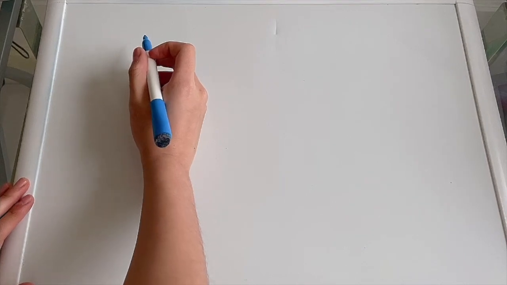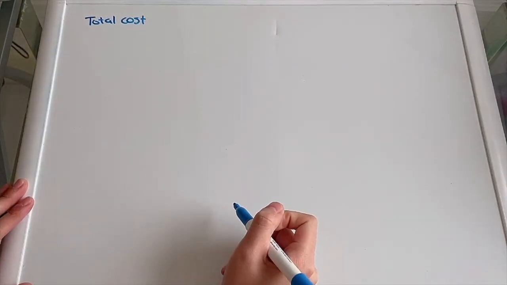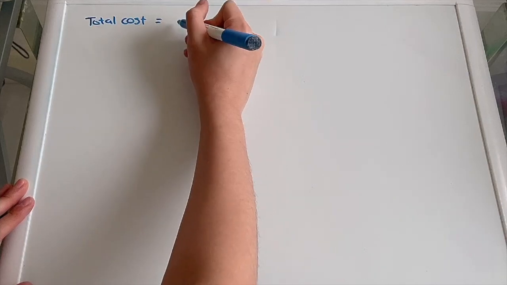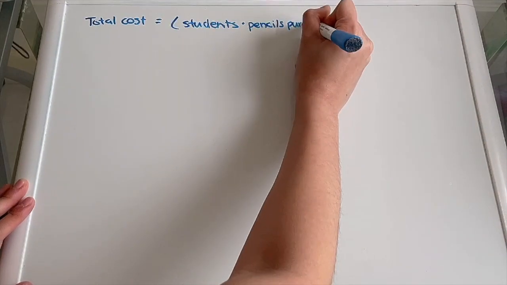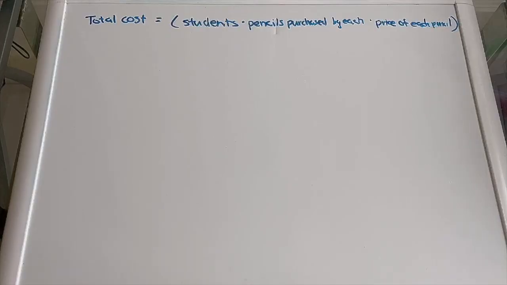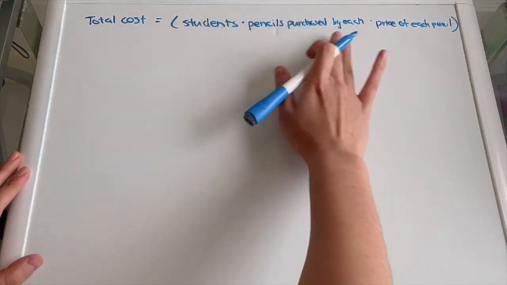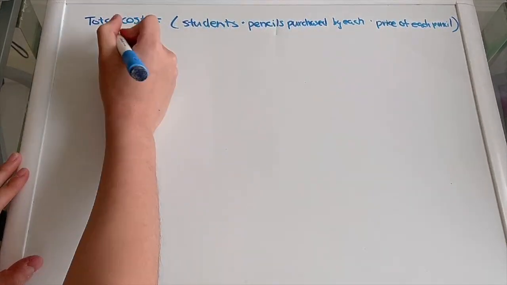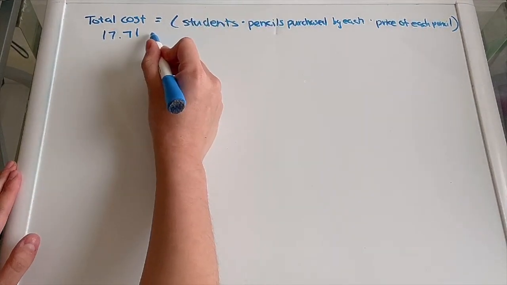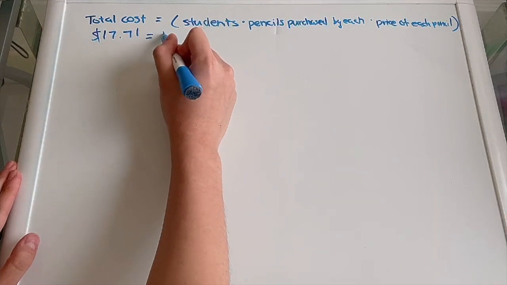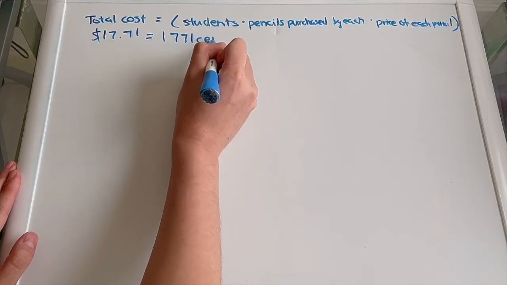So when we're analyzing the problem, we can see that it tells you the total cost of all the pencils. And we know that the total cost is actually equal to the number of students times the pencils purchased by each times the price of each pencil. So when we see this, we can see that there are 3 parts of this, and the total cost it already tells you, which is $17.71, and this in cents would equal 1,771 cents.